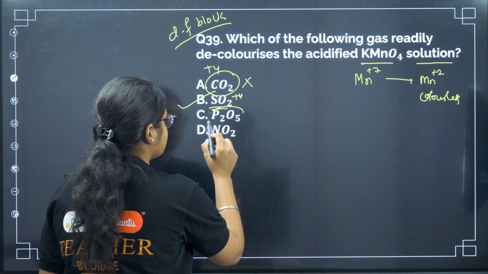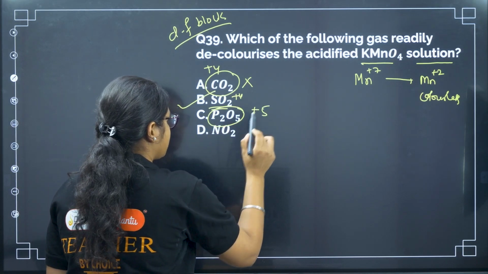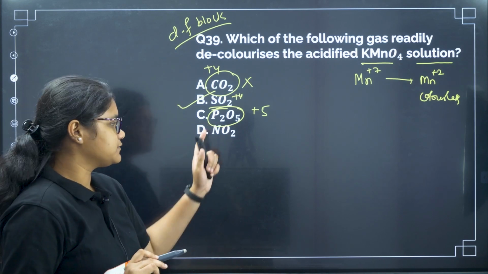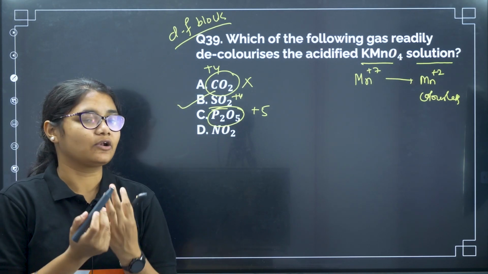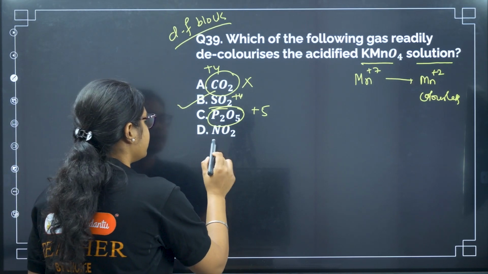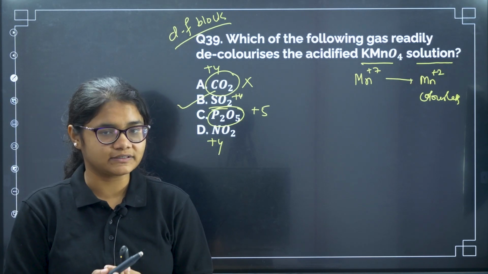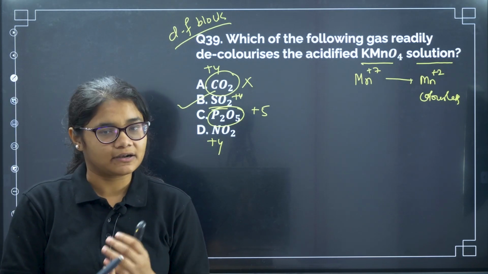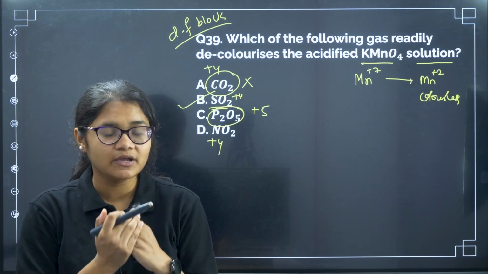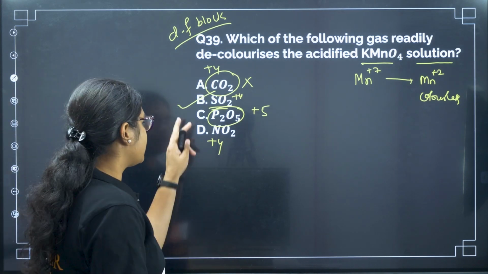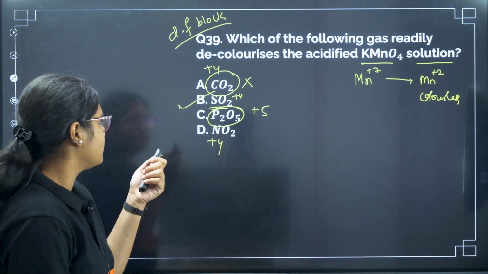For phosphorus the highest oxidation state is +5, and this phosphorus is already in the +5 oxidation state, so it cannot be further oxidized. Now nitrogen is in the +4 oxidation state, which is also the highest oxidation state, so it cannot be further oxidized. Nitrogen cannot show +5, that is also a property of nitrogen because of the absence of d orbitals. So the correct answer for this question will be option number B.